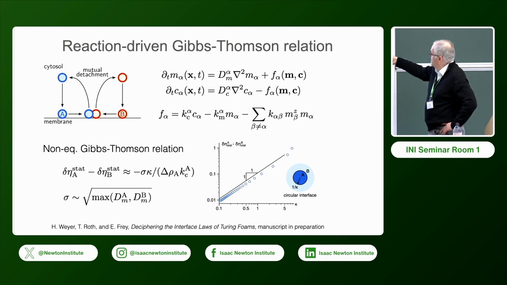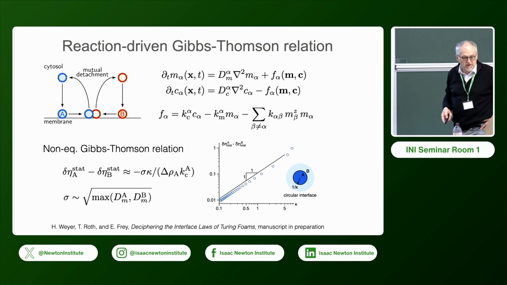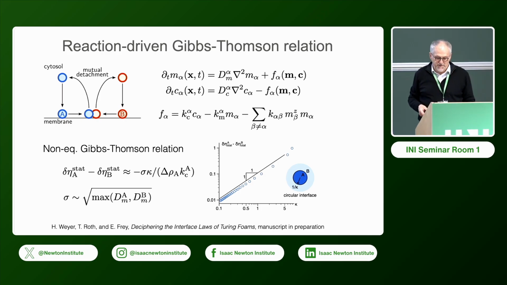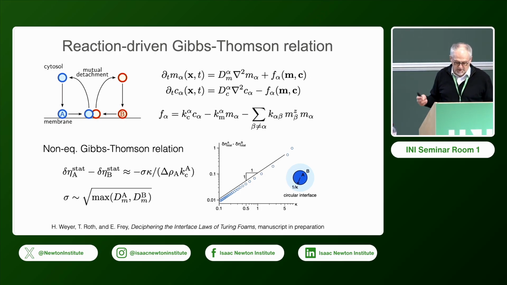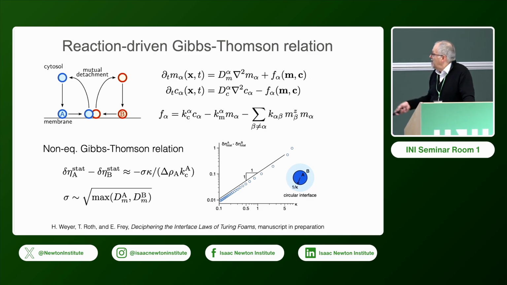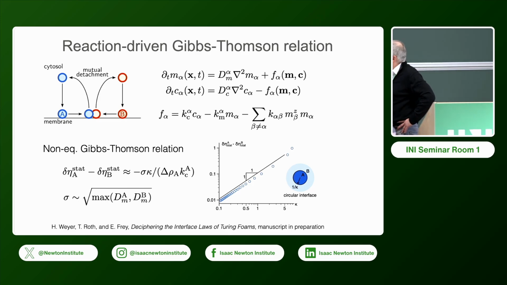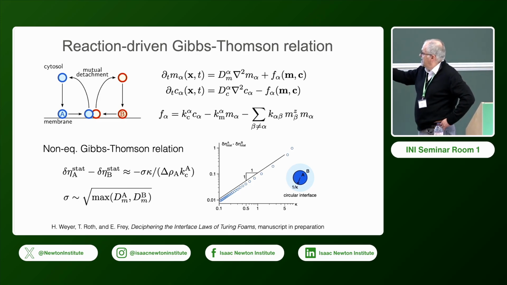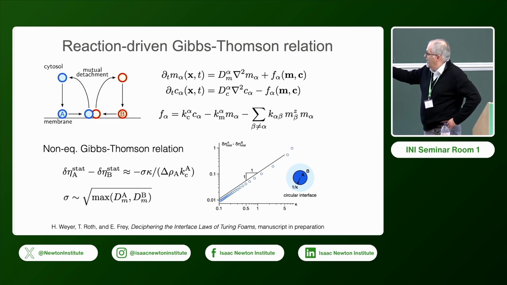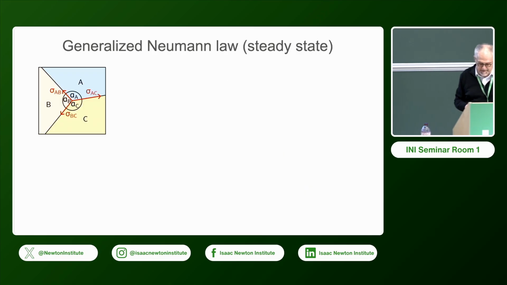If you compare that with simulations, it's this linear relation that you find of the shift in the mass redistribution potential with the curvature of a circular interface that we study here. Right, so there is this Gibbs-Thompson relation, and it looks very much the same. The origin, of course, as I said, is different. The sigma, again, is coming from reactions and not interactions.